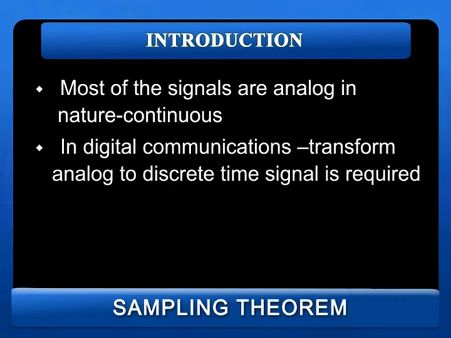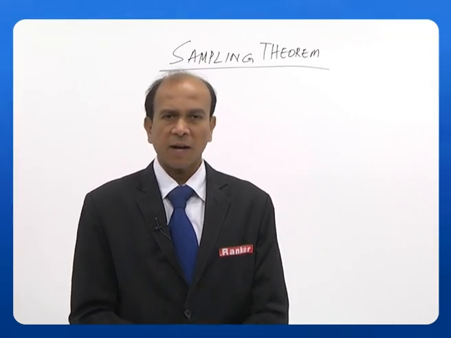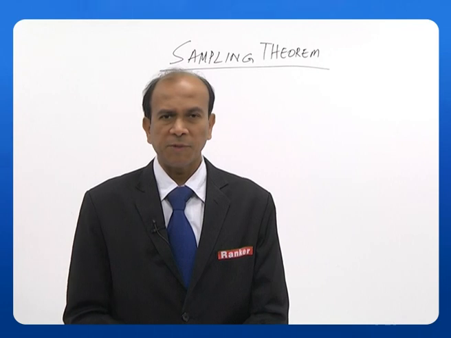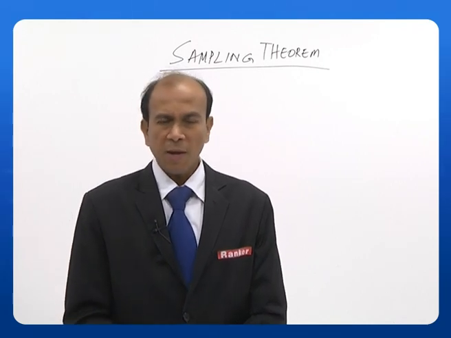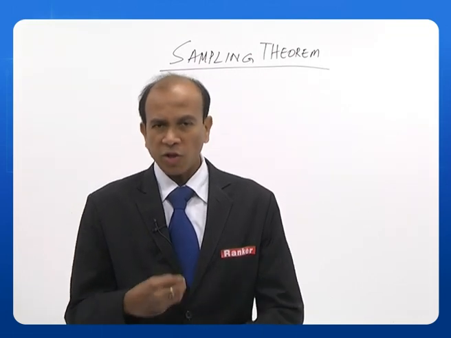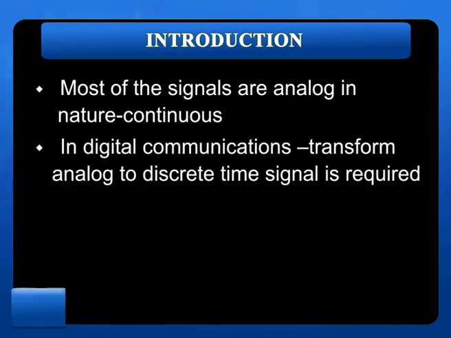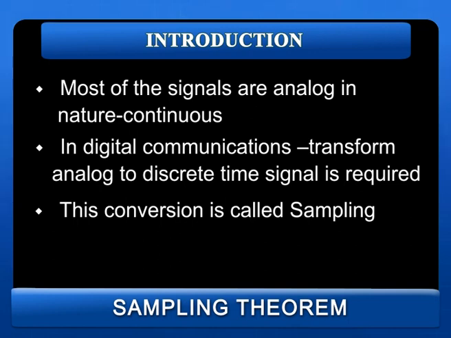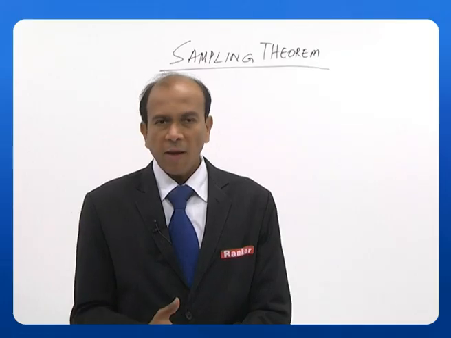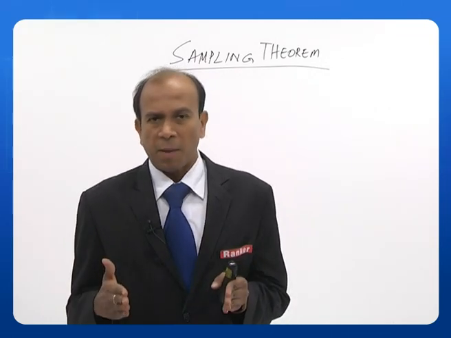In digital communications, the transformation of an analog signal to a discrete time signal is done first. The first step in digital communications is converting a continuous time signal into a discrete time signal. In doing so, we have to ensure that a continuous time signal is somehow converted into a discrete time signal. This process of conversion is called sampling. The process of converting a continuous time signal to a discrete time signal is called sampling.